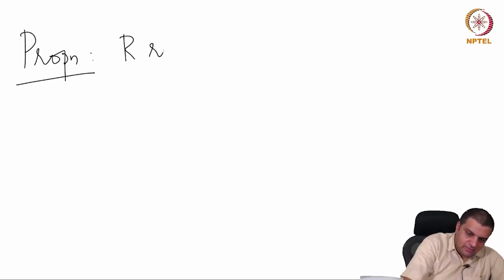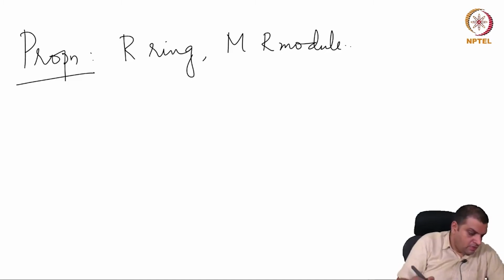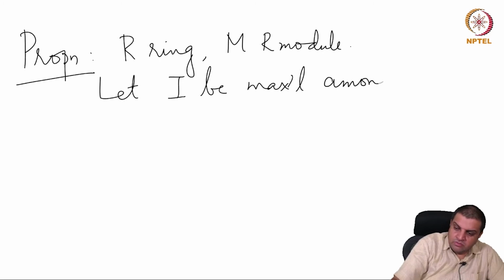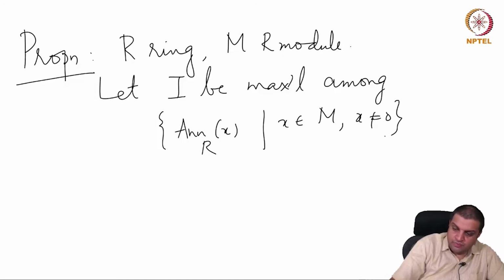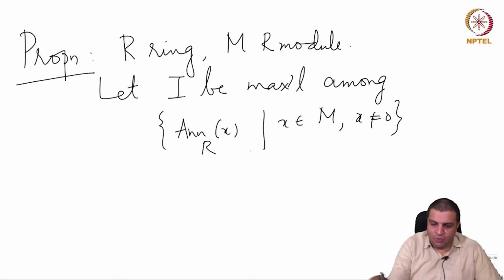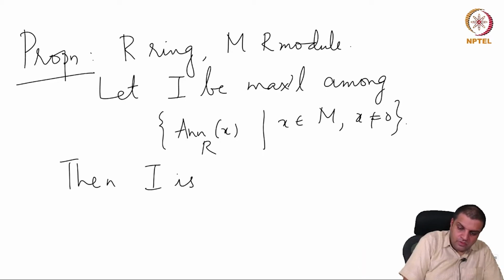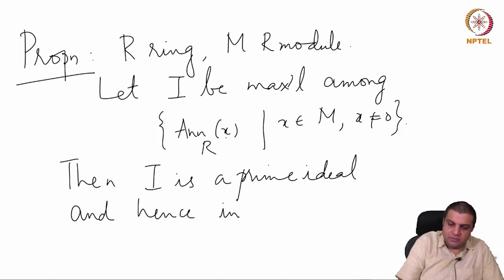Right now R is just a ring, and M an R module. Let I be maximal among the set of annihilators of x in R, an ideal of R, such that x is inside M, x is non-zero. If you put x equal to 0, then the annihilator is the full ring, and we don't want that in the set, because then that will automatically be the maximal. So these are proper annihilators of non-zero elements, all proper ideals, and I is maximal among these. Then I is a prime ideal, and hence associated to M. If it's a prime ideal with this property, then it is an associated prime.